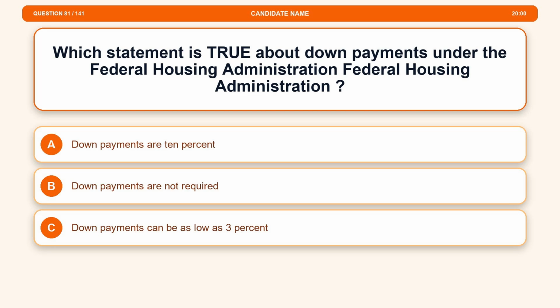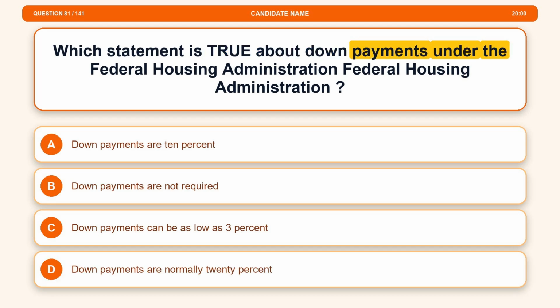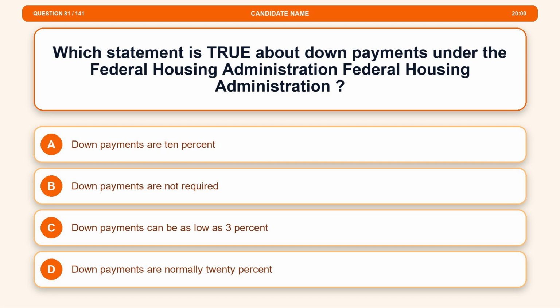Question 81. Which statement is true about down payments under the Federal Housing Administration? Option A. Down payments are 10%. Option B. Down payments are not required. Option C. Down payments can be as low as 3%. Option D. Down payments are normally 20%.